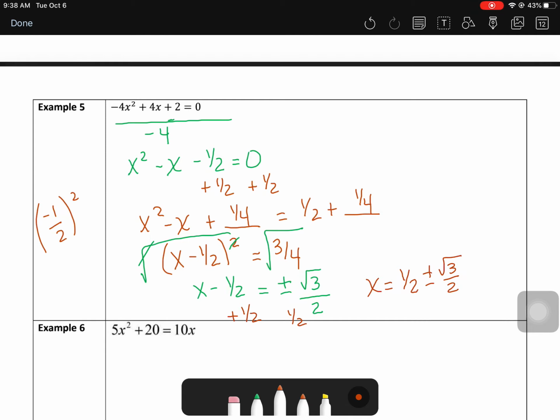Some people also would write this as x equals 1 plus or minus the square root of 3 all over 2, because it has a common denominator, but either one will be fine.